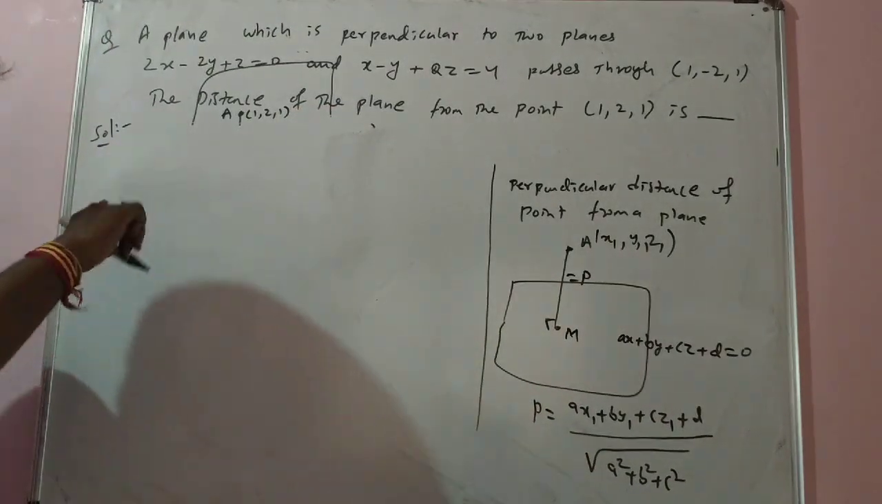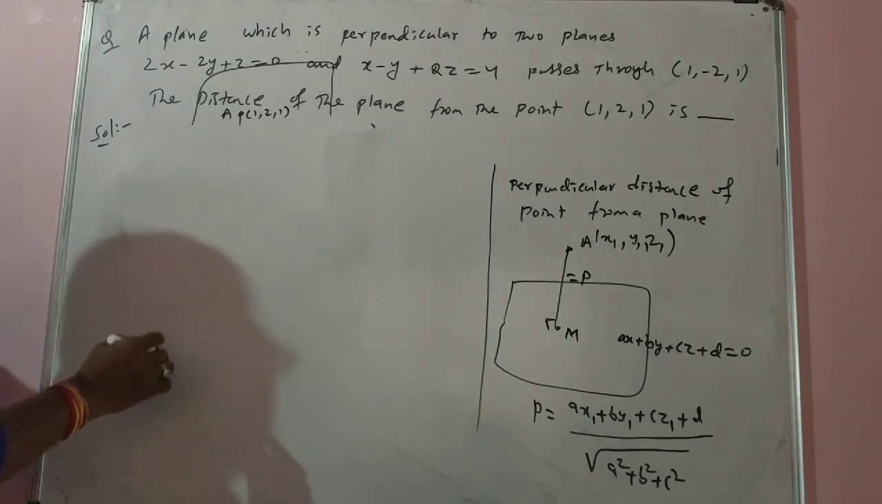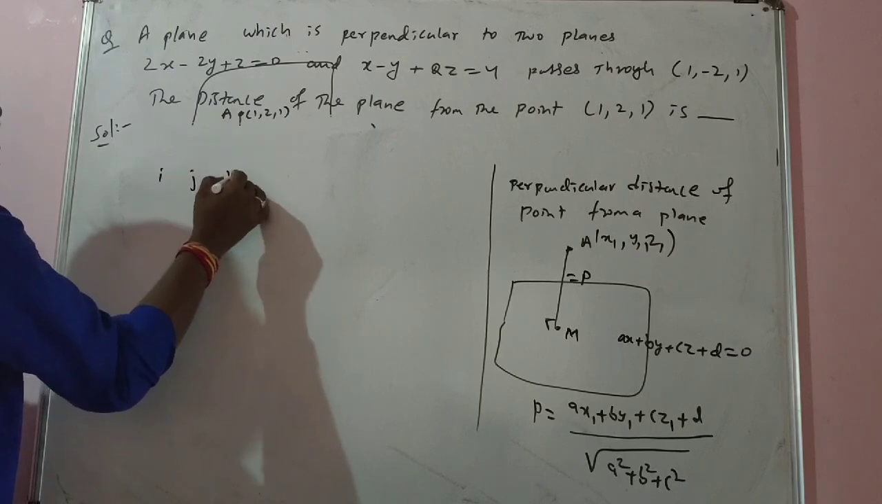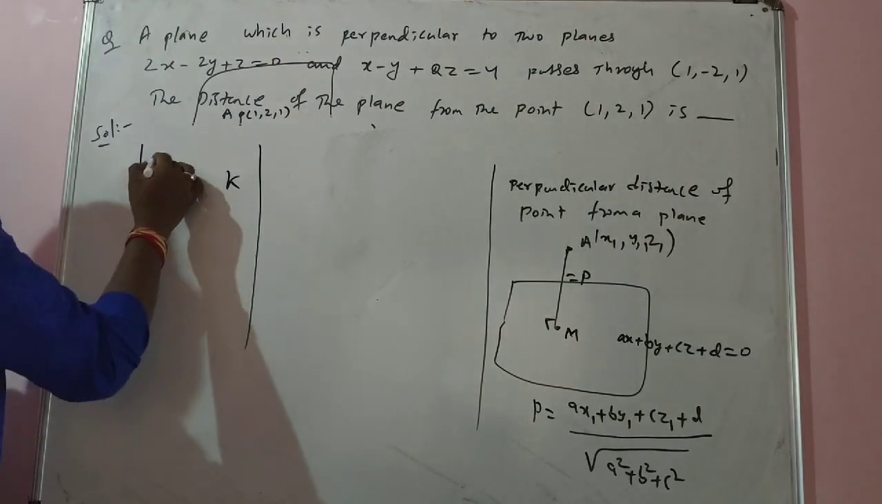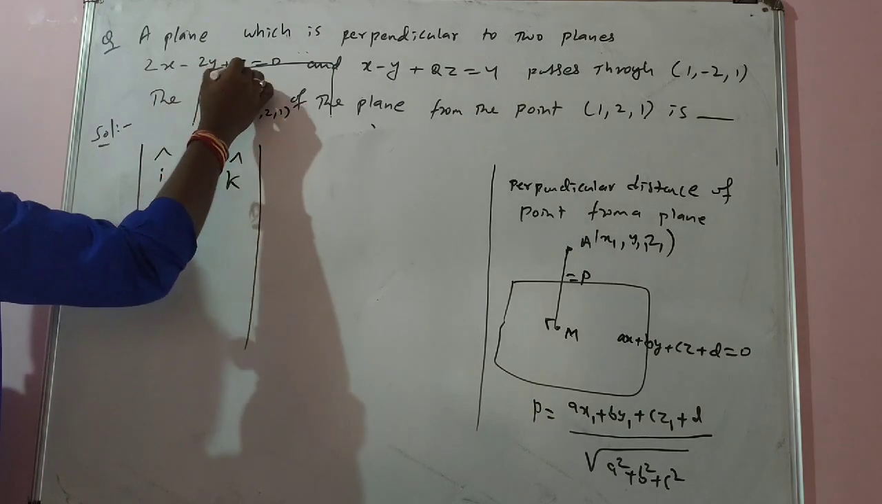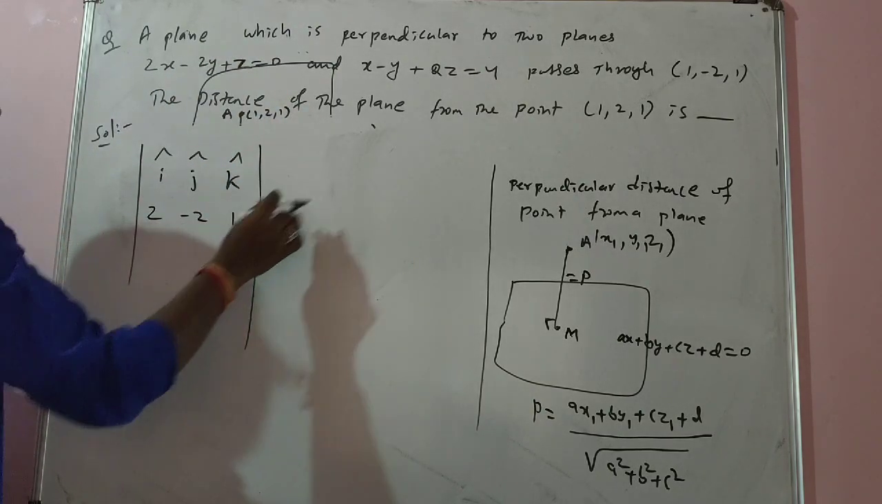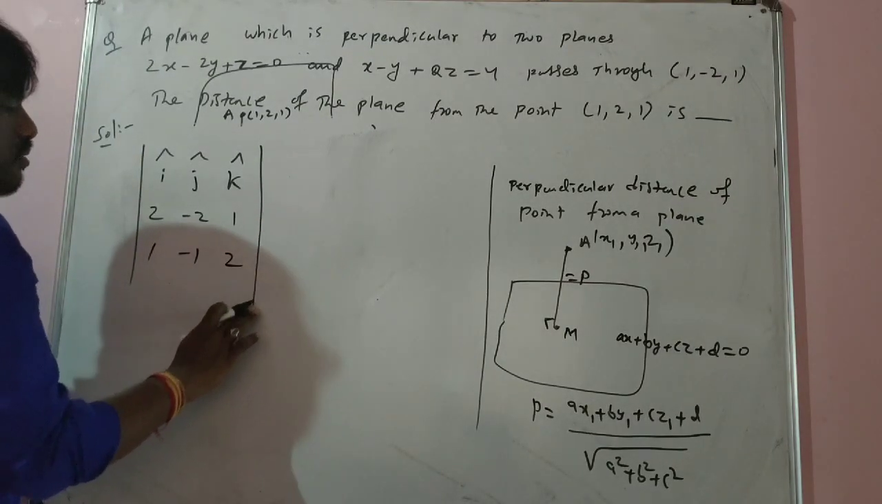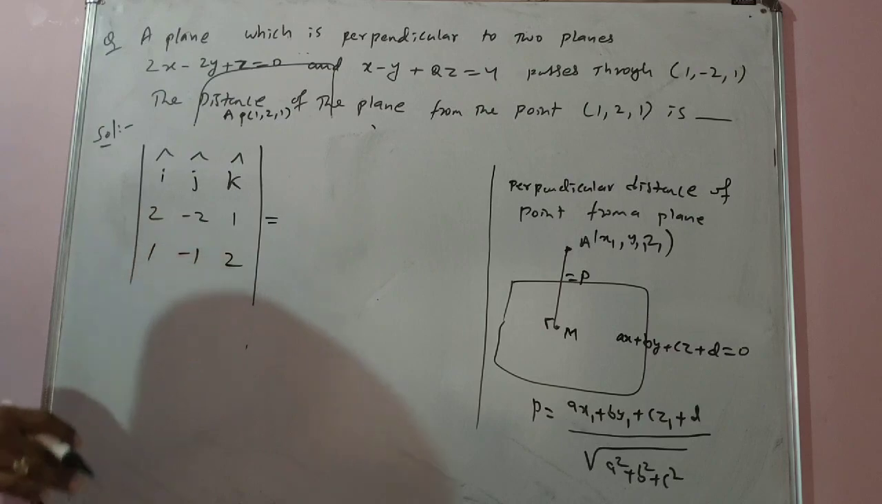This diagram you can see in the previous lecture. According to that, here I want to find mainly the normal to the plane. So what I do here: 2, minus 2, 1, this is Z, right? 2, minus 2, 1, and this is 1, minus 1, 2, and this I am going to find, so I get the normal to the plane.